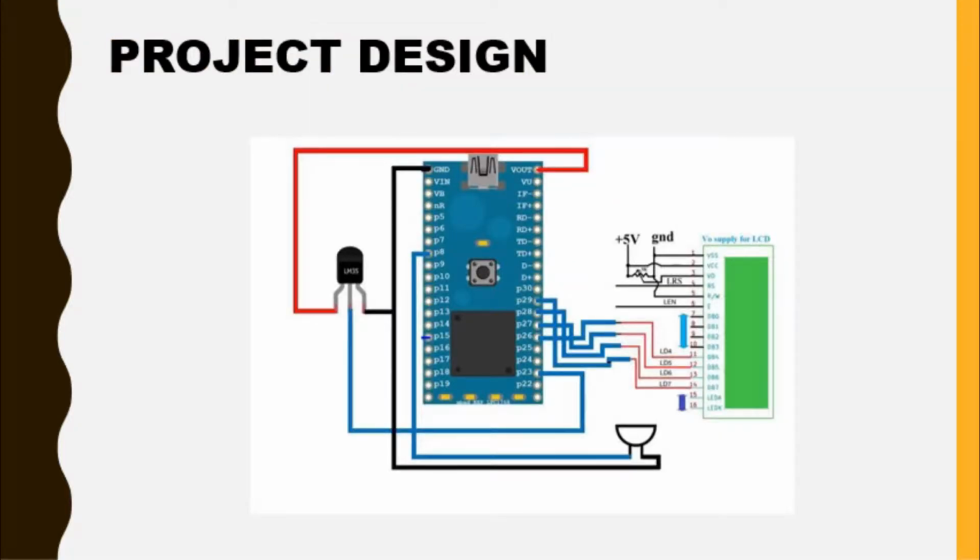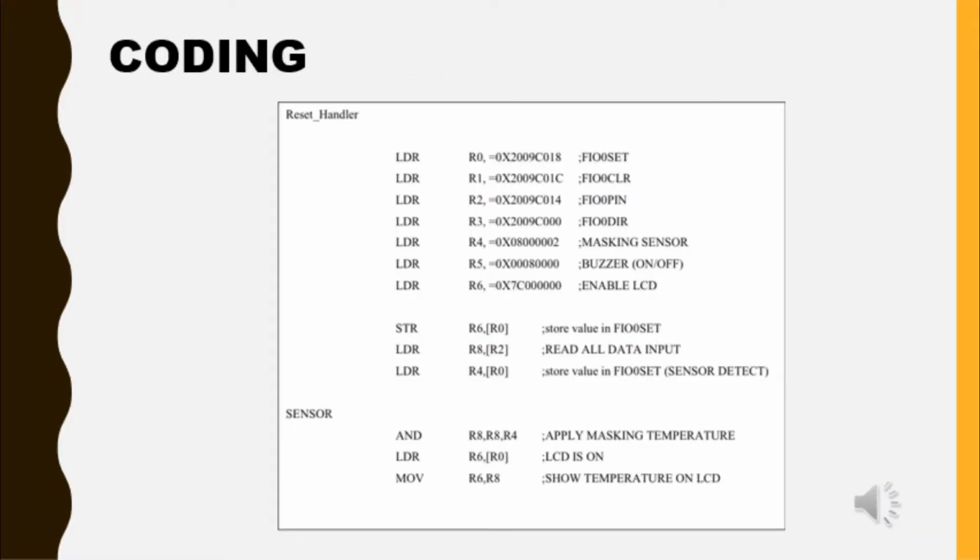Project design. As we know, the circuit design of this project involves the LM35, the LCD, and the buzzer. All of these components will be connected to the LPC1768. The program starts with the declaration of the registers in order to set inputs or outputs. Then, for the looping sensor, the sensor will turn on and start to detect the temperature. The temperature will display on the LCD.